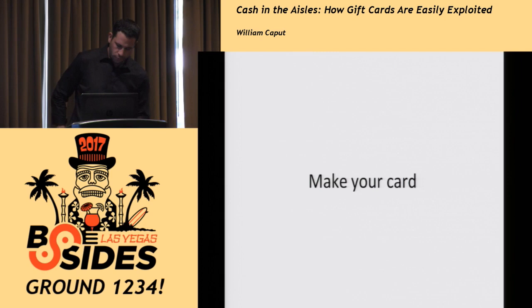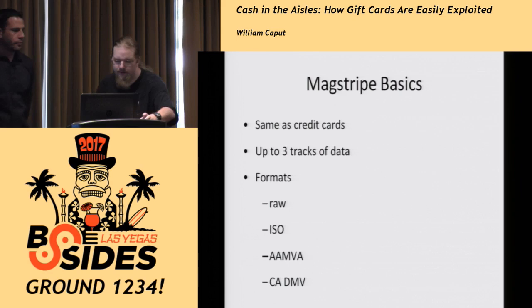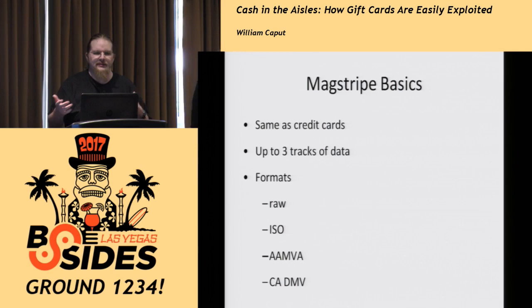All right. So I'll show you how to make your card. First, I'm going to talk about some magstripe basics. For those of you who haven't looked at this kind of thing with credit cards, it's basically the same technology. You can have up to three tracks of data. You don't need all three tracks. You can just write one or two if you want.